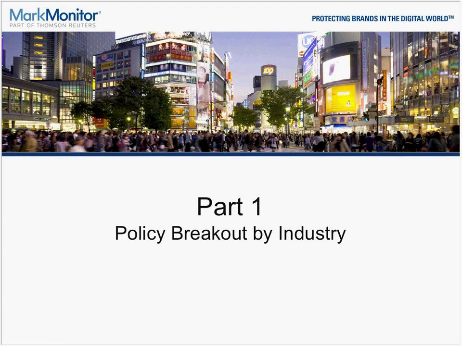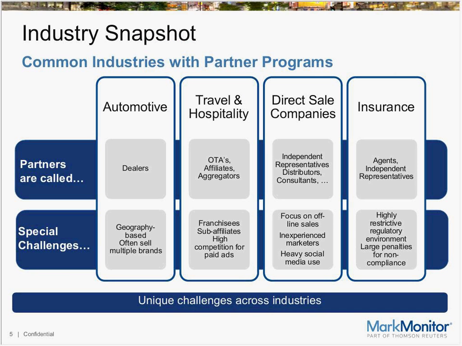So part one is the industry breakout. This is just a high-level overview looking across the 4 different industries that we're going to be focused on today. As you can see, partners are called something different across these different industries. Dealers, OTAs, affiliates, aggregators, independent reps, distributors, agents. And then if you look at the different challenges, we'll start with automotive here.